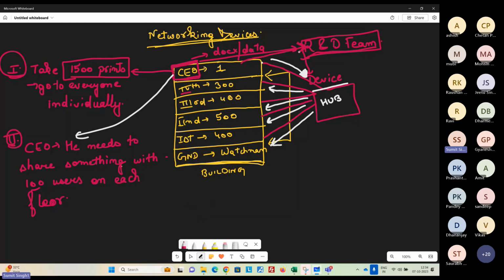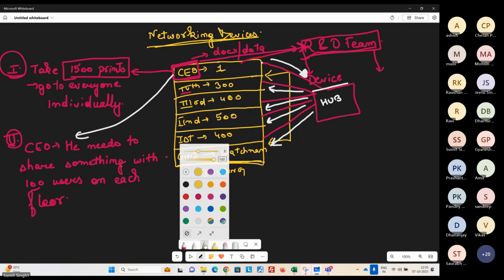R&D team. He said to his R&D team, hey guys, I am okay with your previous technology, with your previous device Hub, but we need to make some modifications in the design. This time, I don't want my device to simply broadcast the traffic. I want my device to share with only a specific number of users. R&D team got one more task. They researched for a few days and then they came up with a new device.